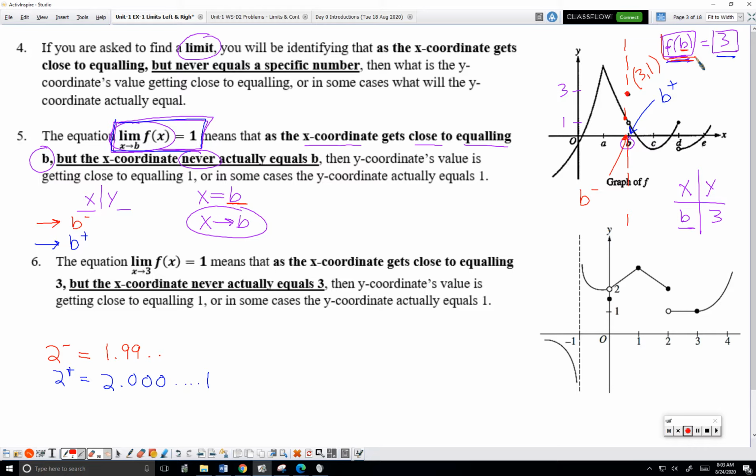Talk to me. Sorry, so like the open dot that's on 1 right above b, is that just not counting as your point because it's open? Yeah, stay with me, Emmy.